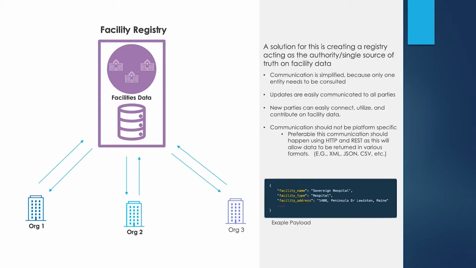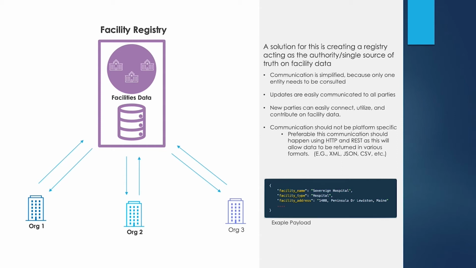A solution for this is the creation of a single source of truth of data for the facilities. Communication is simplified due to all the organizations only having to communicate with one entity and not having to manage communication between each other. Conflicts are less problematic due to one party being responsible for maintaining and managing that data, and new parties can easily join in and leave without compromising the integrity of the data for the other organizations.